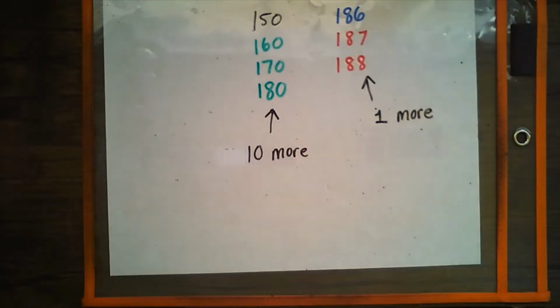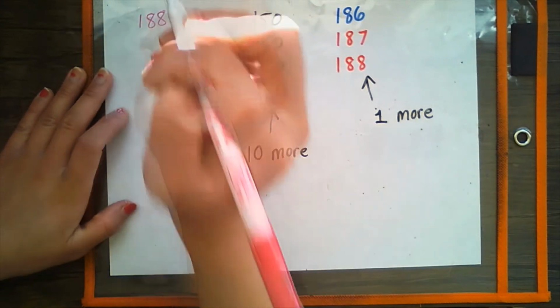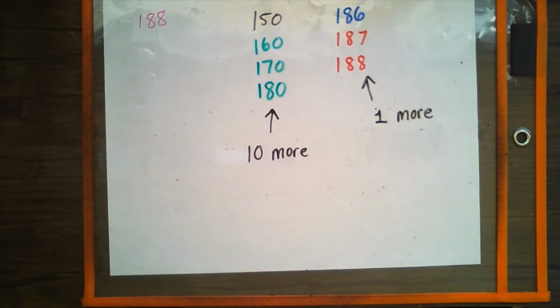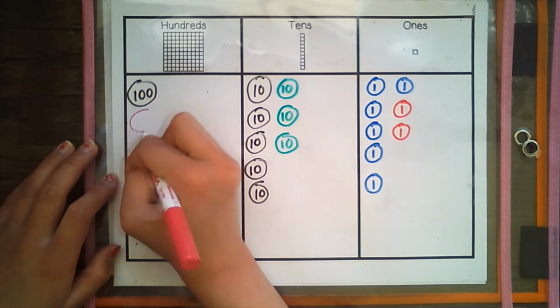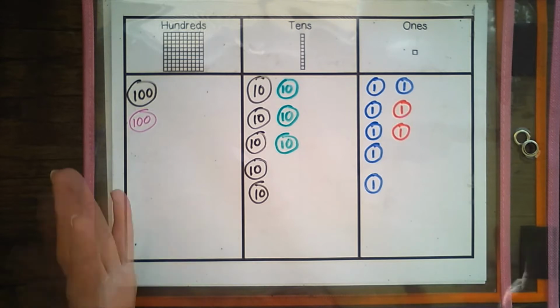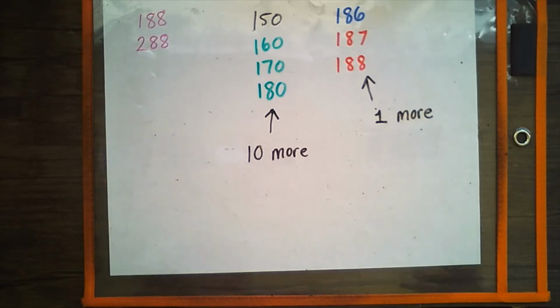I'm going to go back over here. We're going to write 188. Okay, 188. I'm going to go back to the place value chart. We're going to add a hundreds disc. How many now? 288. My friends, were we right? Which place is changing? That's correct, my friends. The hundreds place is changing.